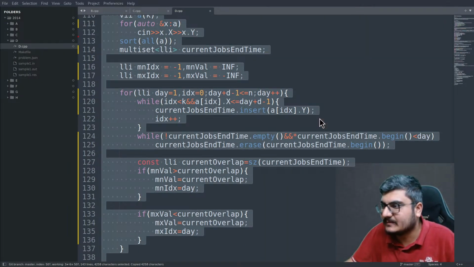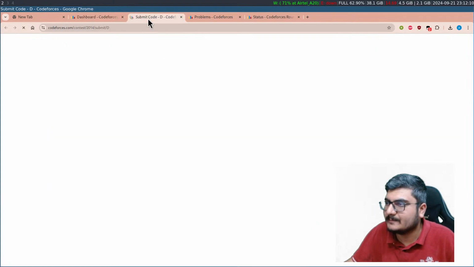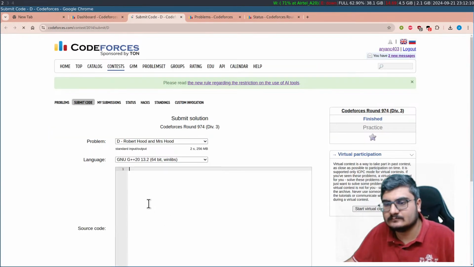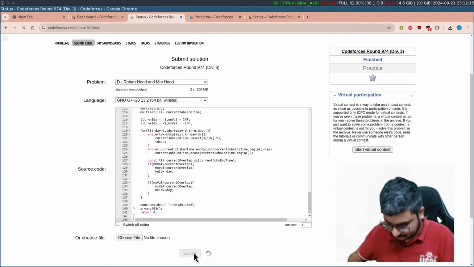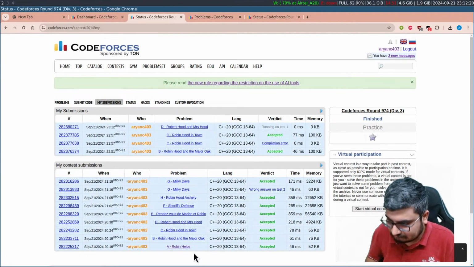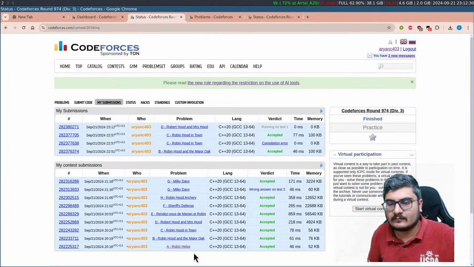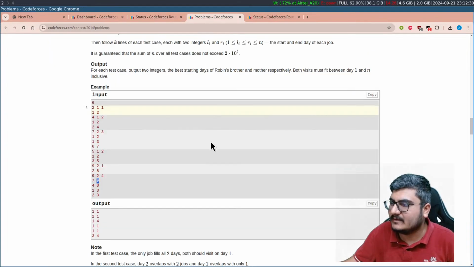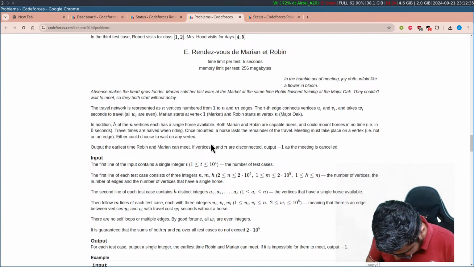Yeah, this ends up being the solution for this problem. Any questions on problem D before we move on to problem E? For problem E, plain Dijkstra will not work. You will have to do something extra.